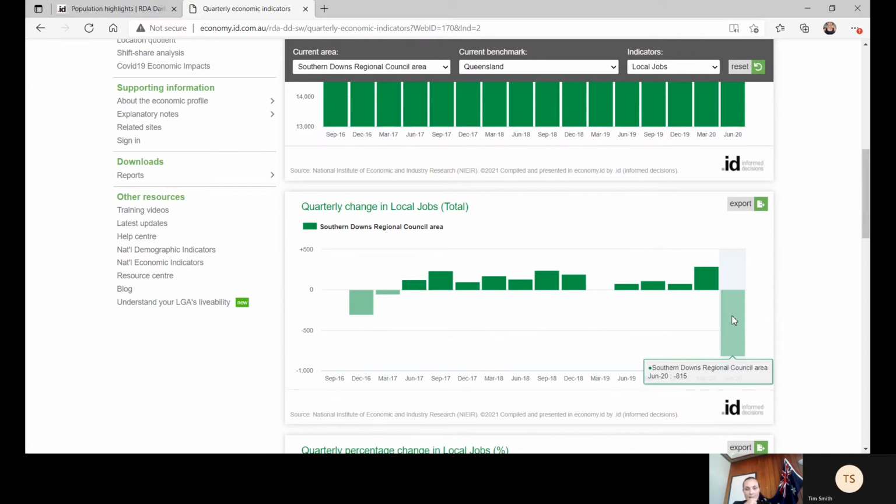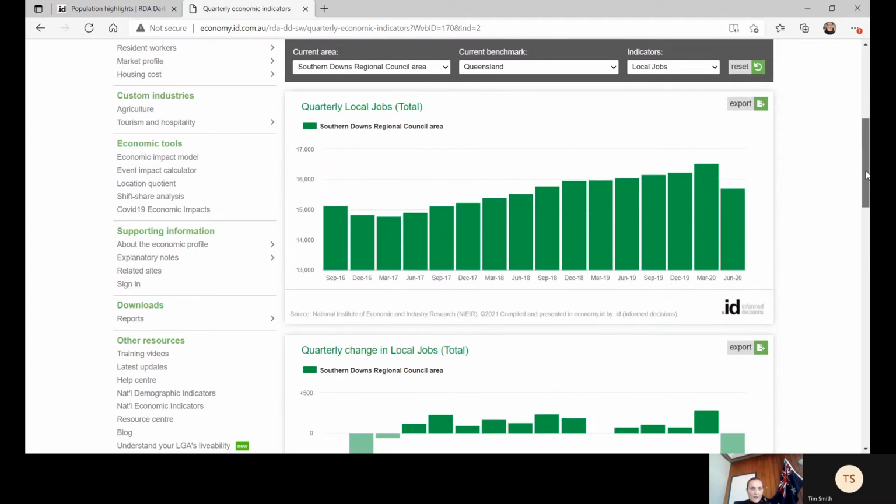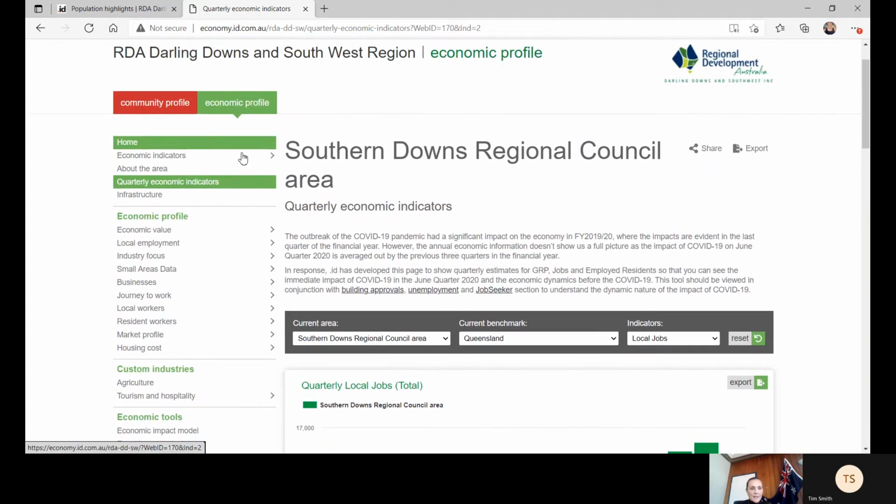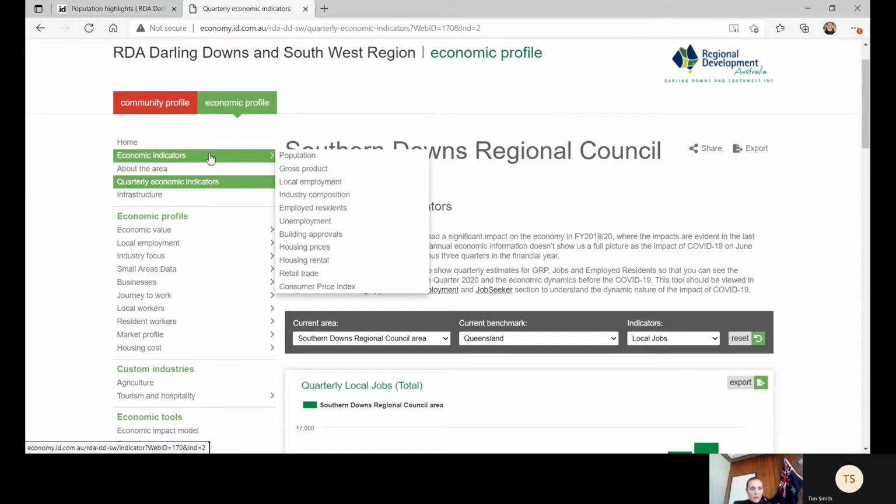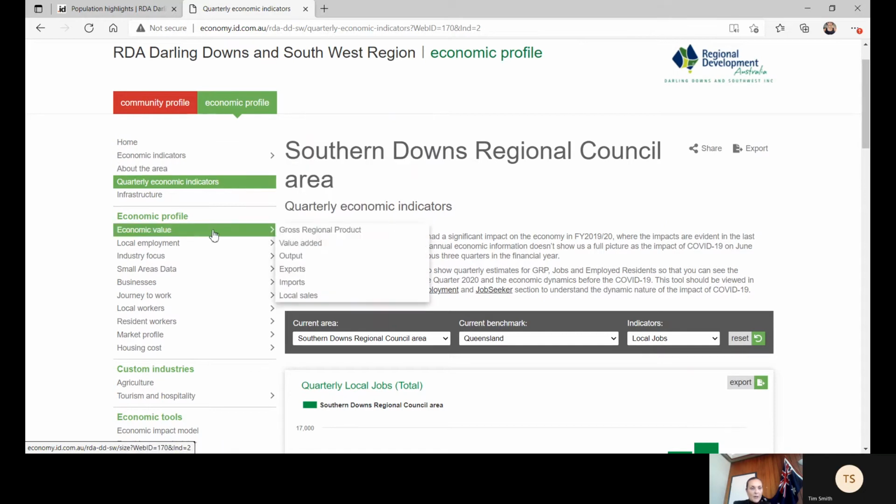But certainly this is a good one for, once again, those grants that have been coming out around COVID, with businesses using this information to showcase how their region has been hit and the money that has been taken out of the region because of COVID. So that's our quarterly economic indicators. So I've gone to economic indicators, quarterly economic indicators.